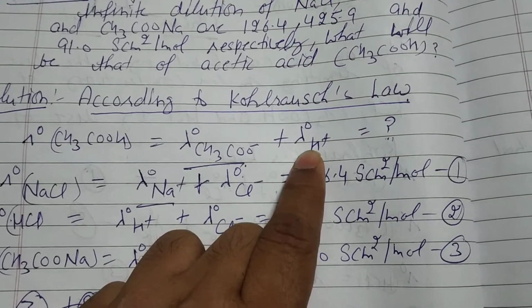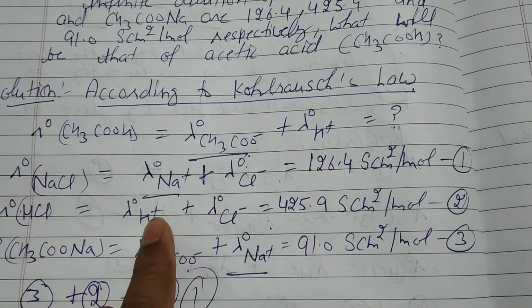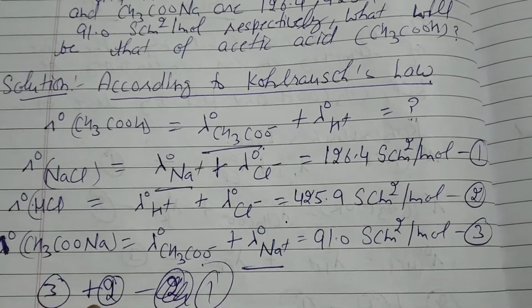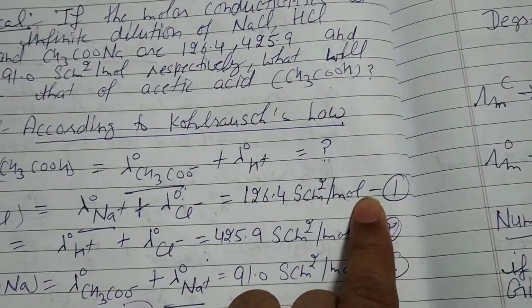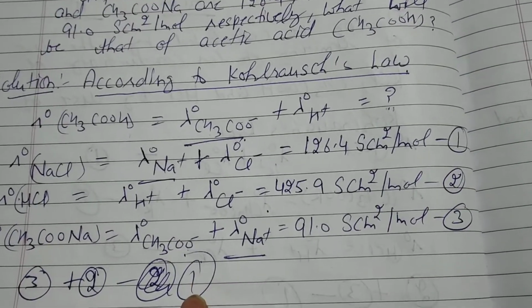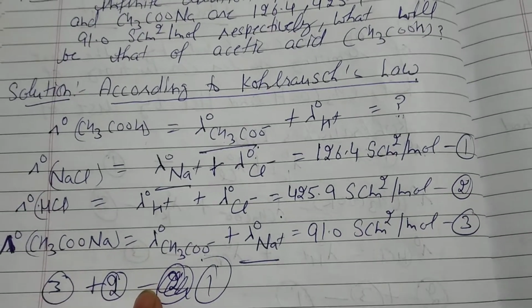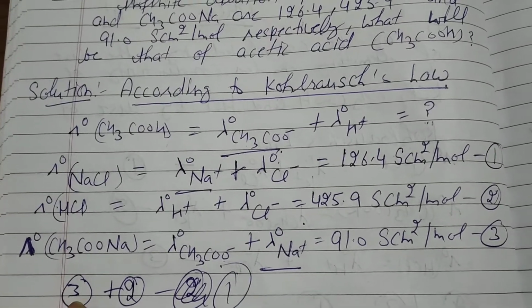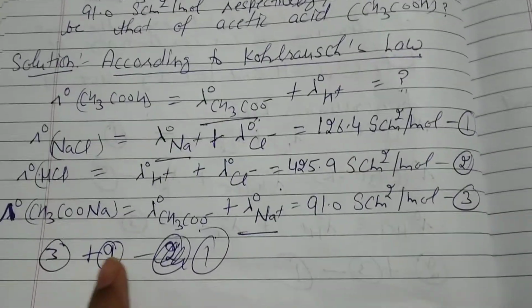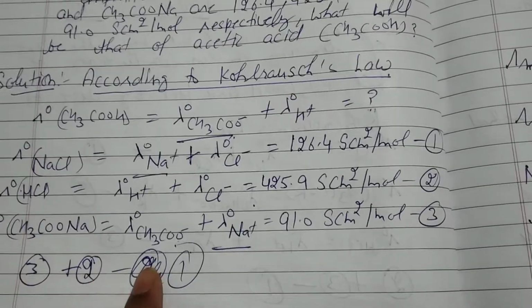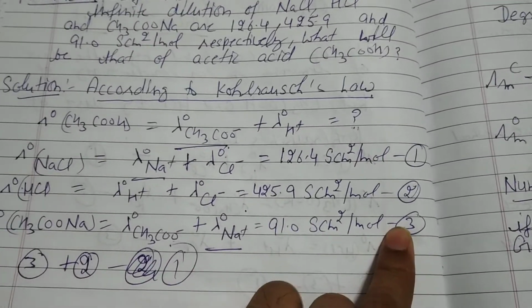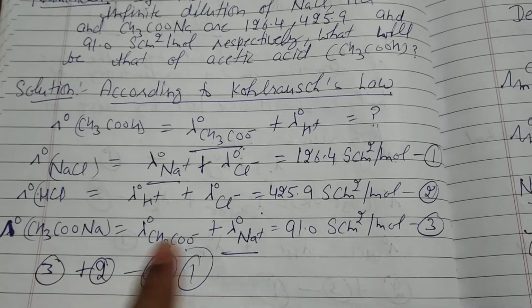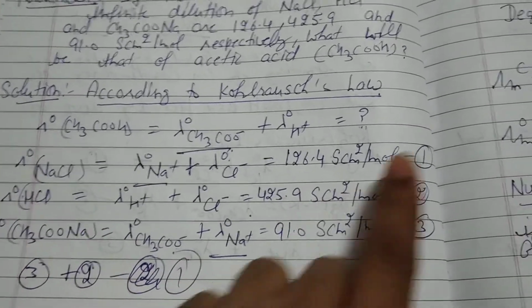Where is the other ion? The ionic conductivity of H positive is given in equation number 2, so plus 2 I have taken. Now afterward nothing is there, which means we don't require equation number 1. So the equation which is not required will be subtracted from the sum of equations 3 and 2. So 3 plus 2 minus 1. It means equation 3 will be written first, then second, then minus first.